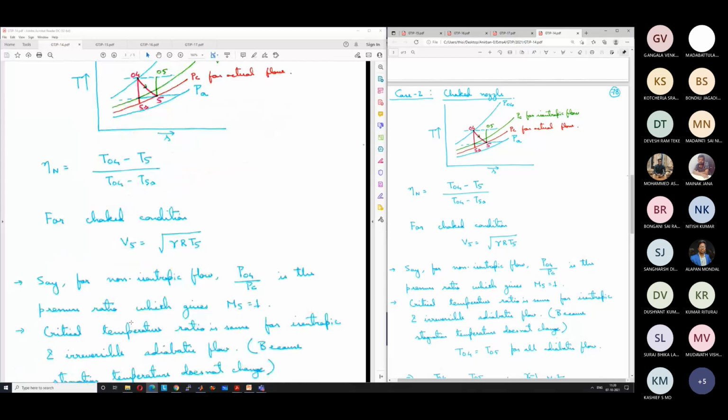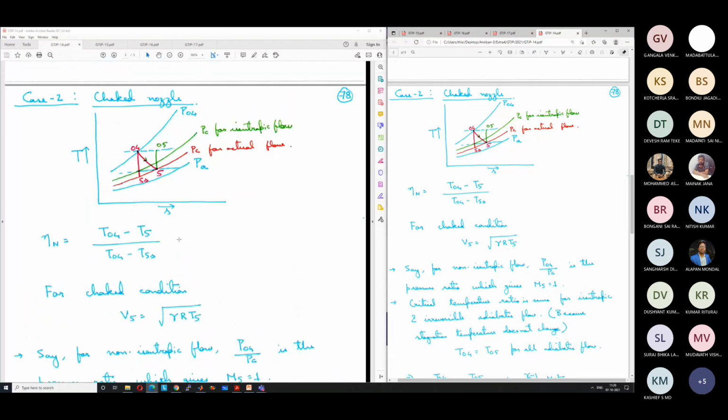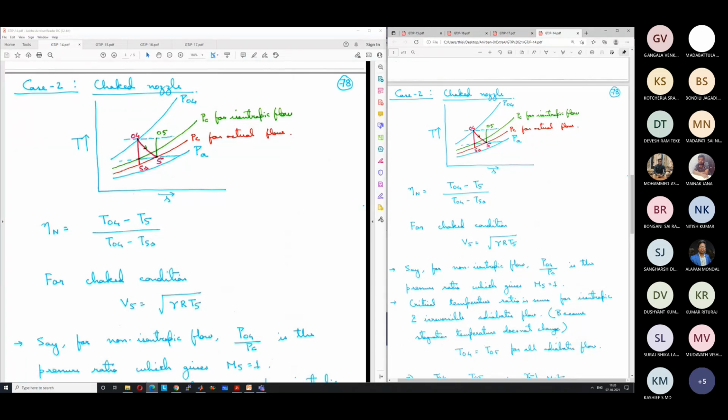So if we know V5, we can find out what is the momentum thrust. Remember what will be the momentum thrust? We have discussed it previously. The mass flow rate at the exit, m dot A plus m dot F, into V5, minus the momentum at the inlet, m dot A into VA, whatever is the inlet velocity. This will be clear today in a problem when we solve a problem.